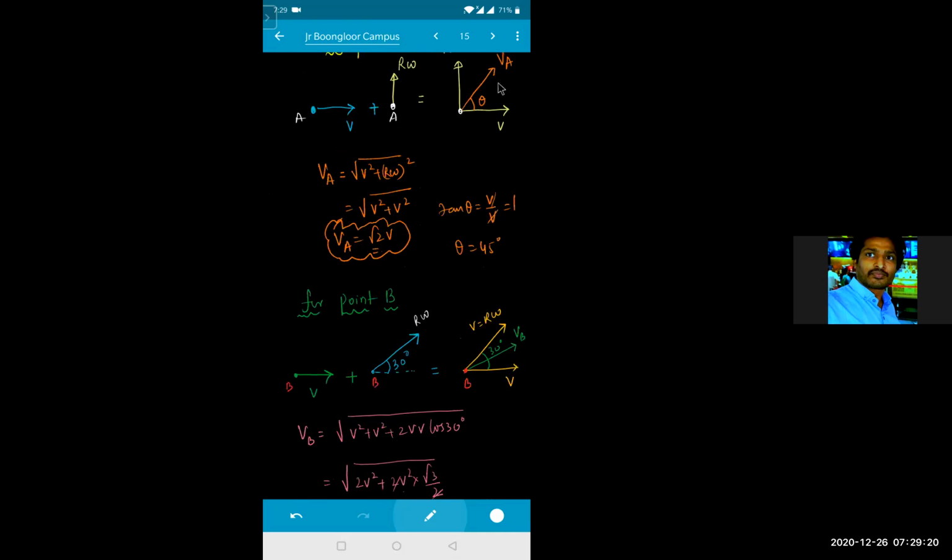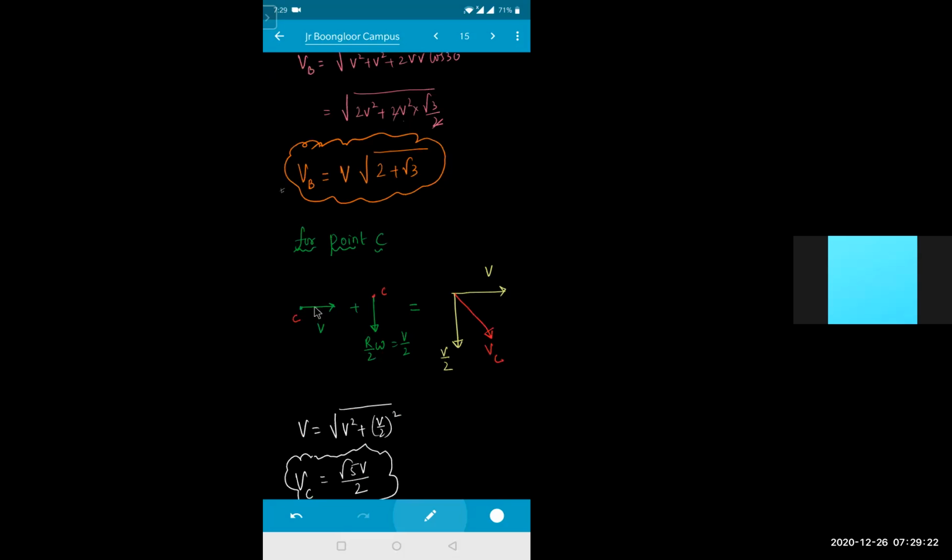Now see, I have drawn the diagram here. For point C, the point C is moving in this direction and R omega is in this direction. R omega is how much? V, so it is V by 2. So one vector is in the downward direction, V by 2. One vector is in the positive direction, V. So the resultant will be equal to this one. This is nothing but your VC.